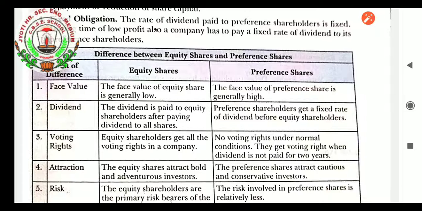Dividend. The dividend is paid to equity shareholders after paying off all the creditors and all the liability holders. The rest part of the dividend is paid to the equity shareholders. It means residual income. Preference shareholders have the right after paying all the creditors. The first part of the dividend will be given to preference shareholders.